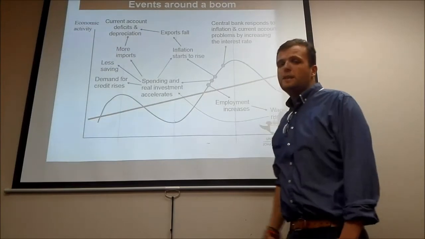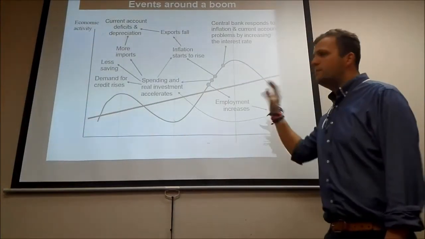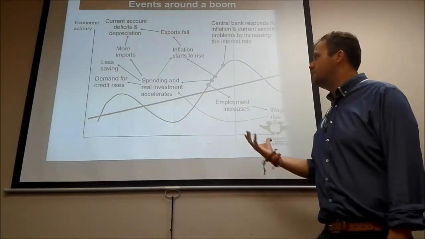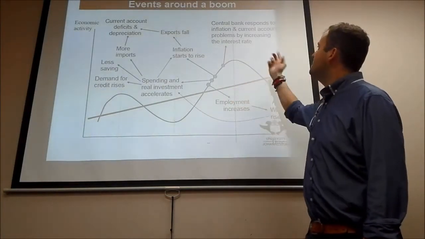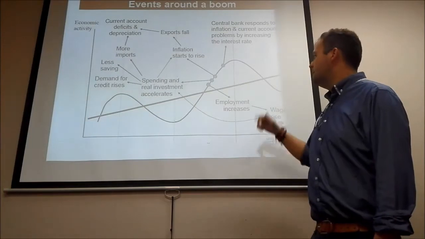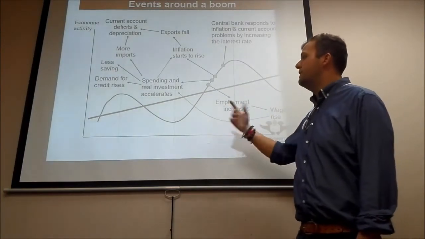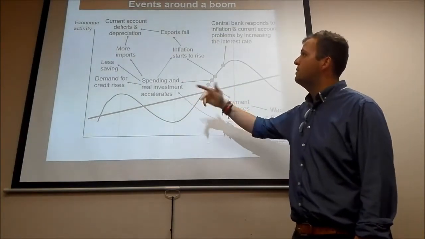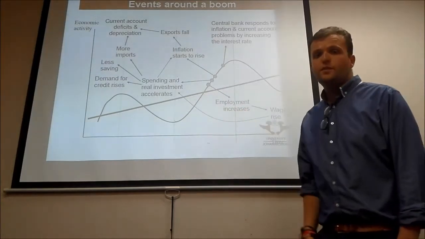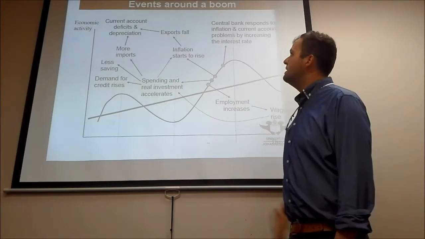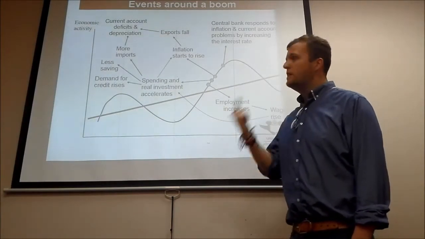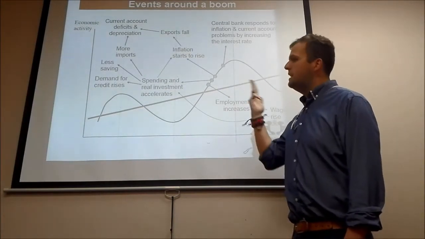So let's look at what is happening to different variables. How many variables can you identify that's changing in a boom phase? Let's see. I can see exports, inflation, central bank's response, which is monetary policy, employment, wages, spending, investment, credit, savings, imports, current account. All of those variables are summarized here. So I can ask you, okay, the economy is in a boom phase. What is happening to the current account, the imports, the credit, and the exports?